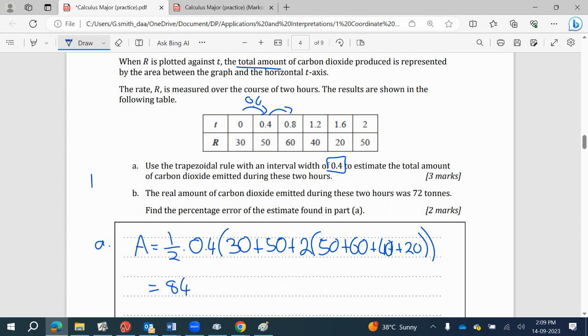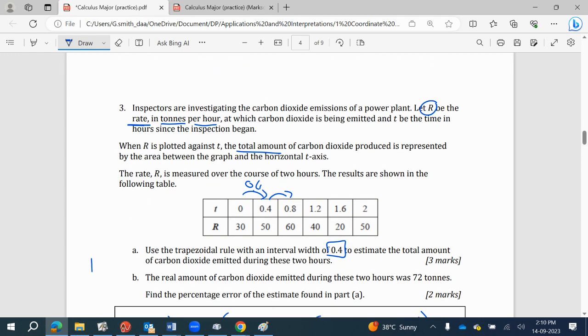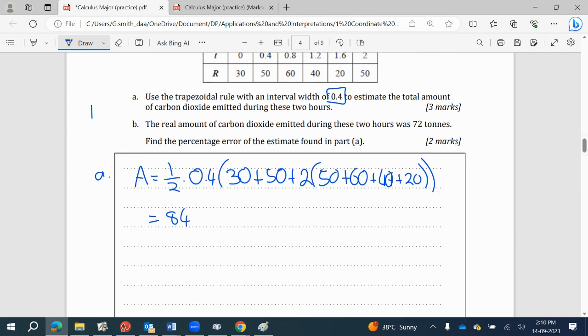What is the unit of the R value here? The R value has the unit tons per hour. So the integral has the unit tons. So this is going to be tons.